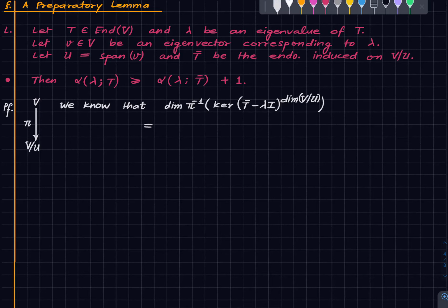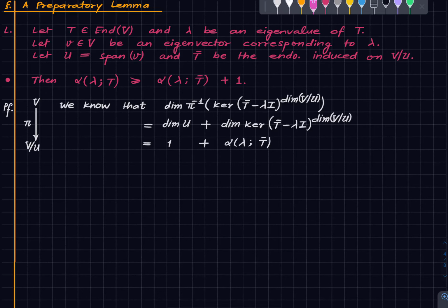the dimension of U plus the dimension of the kernel above. This is what we know. This we proved in a lecture not so long ago, and this was also written in the recall in the beginning. So the dimension of U is 1, and this is nothing but the algebraic multiplicity of lambda with respect to T bar.